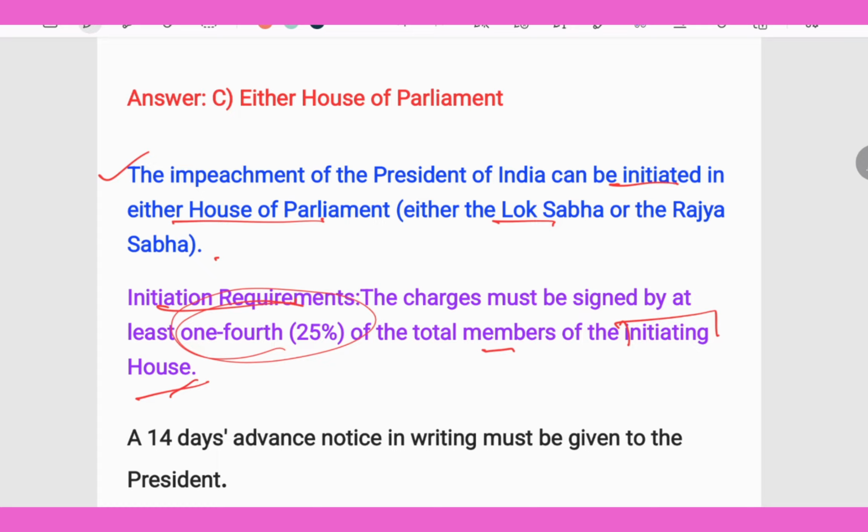Initiation requirement: the charges must be signed by at least 1/4 or 25% of the total members of the initiating house. That means to initiate the motion, 1/4 of the members are required to sign this motion. A 14 days notice in writing must be given to the president. 14 days notice, advance notice.